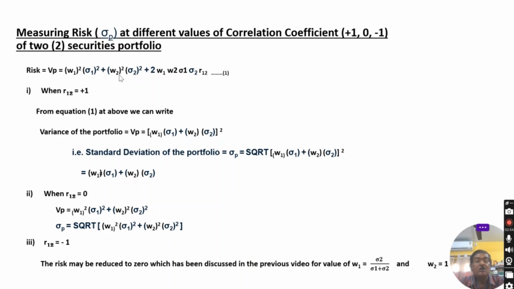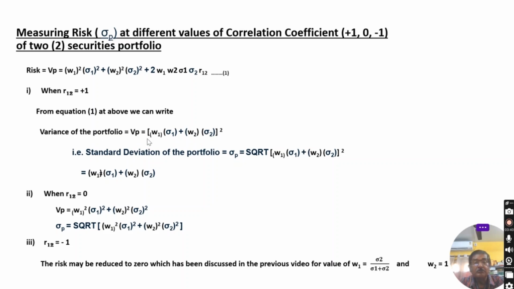Now I am discussing one by one the different situations of correlation value, how we determine the risk. Say this is the first case, the correlation coefficient value is +1. If you put the value +1 for this, then the expression will be like this. If you take this whole square, then you will get this, and the value is 1 +1.